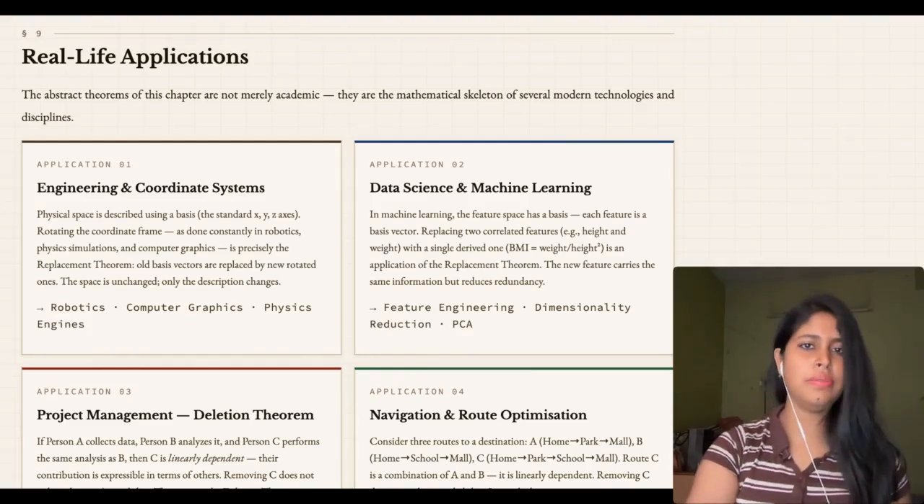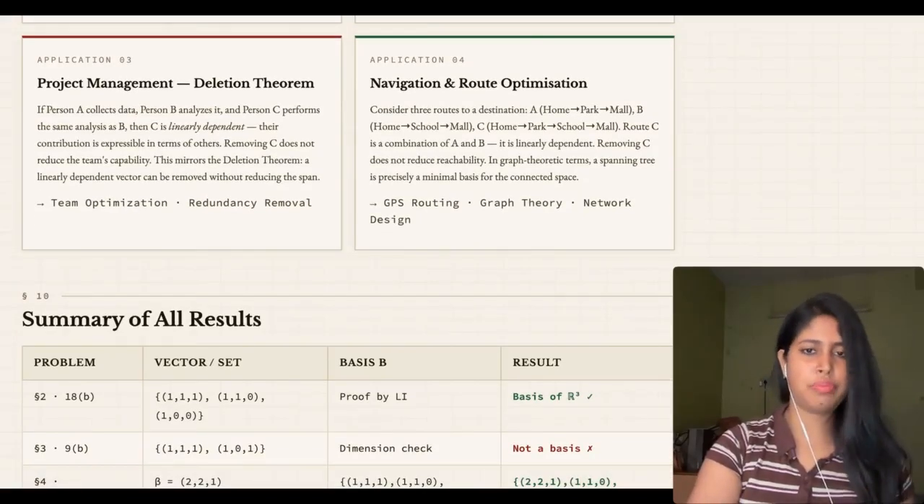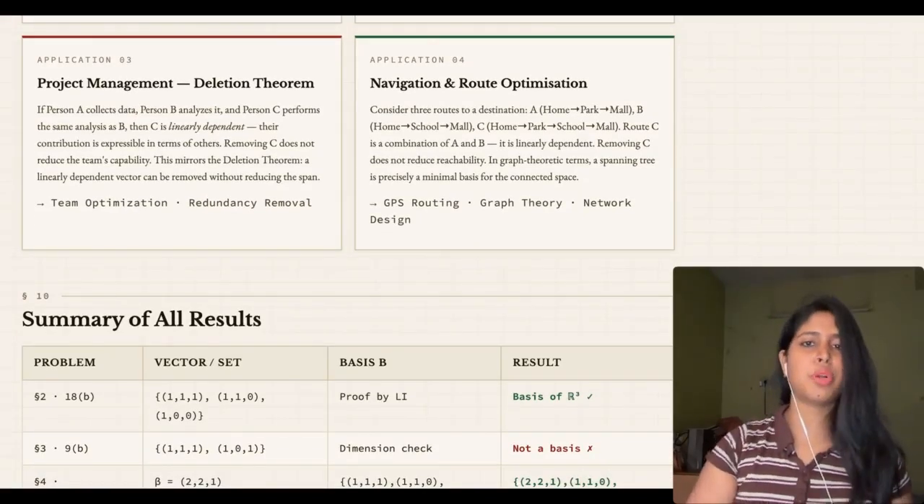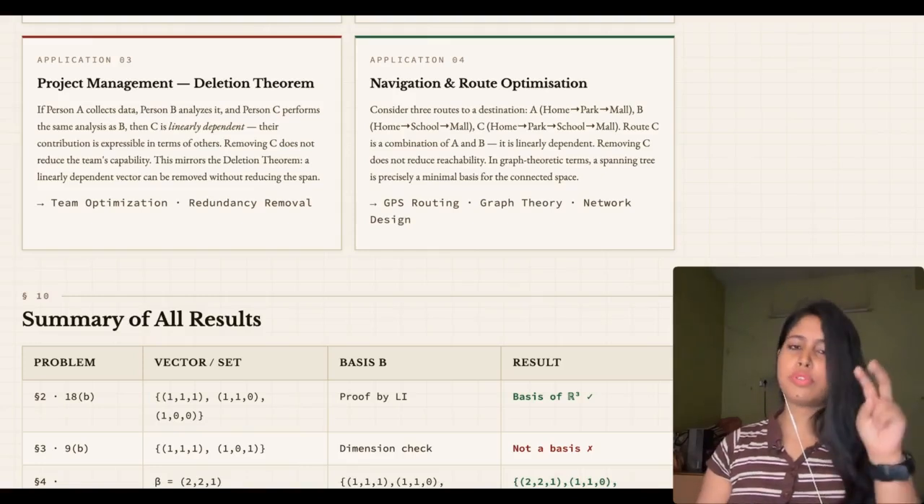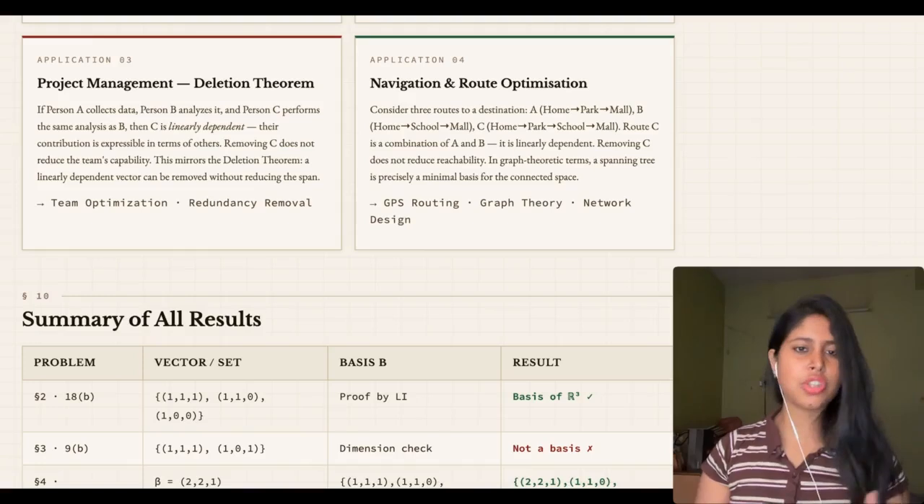And next you can see application number 3. Okay, so what is application number 3? It is project management and the deletion theorem. So the first two applications were on the replacement theorem, and the last two applications are on the deletion theorem.